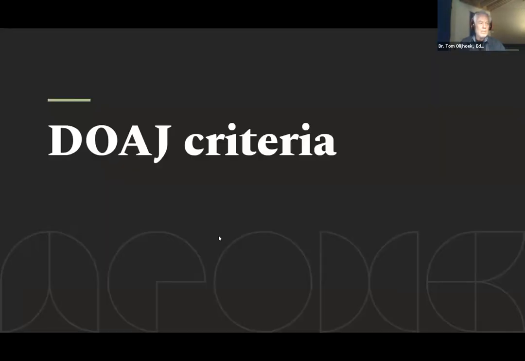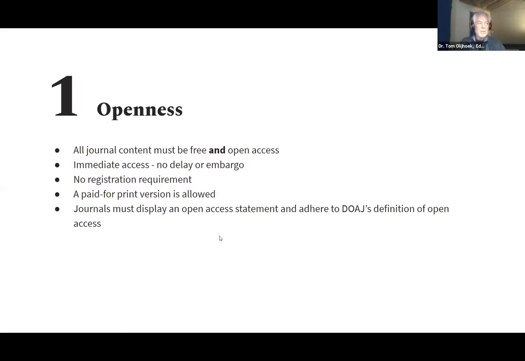So how can we make sure that the journals that we list are not predatory and are also of quality? Well, we have simple principles, and I have to emphasize that we really think that every journal in the world can fulfill these criteria. We have some criteria that you need to fulfill, and others are optional. But at any rate, all the journal content must be free, immediate open access, no embargoes. A paid-for print version is also possible.